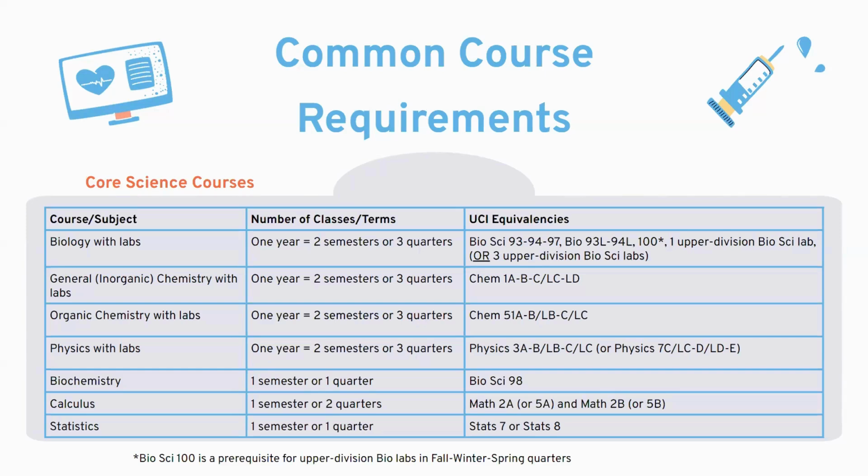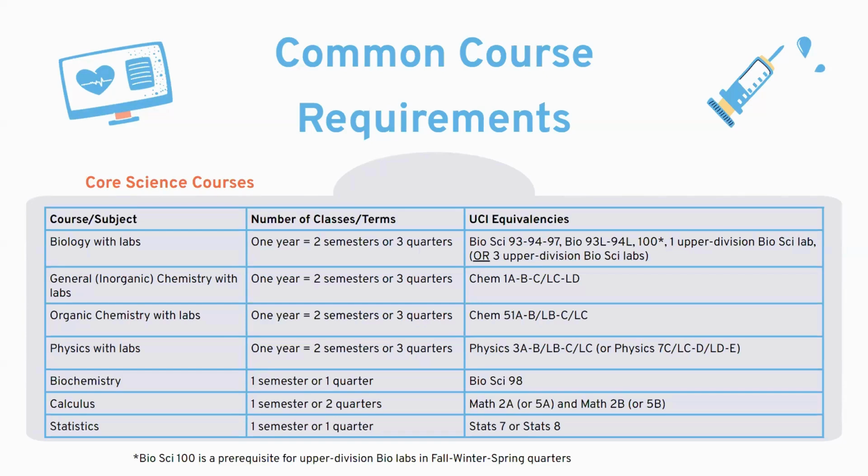Physics 3 is the series that bio majors typically take and that we would recommend for most students pursuing pre-health. The Physics 7 series tends to be a bit more calculus intensive and is a course series that's required for engineering and physical sciences majors.